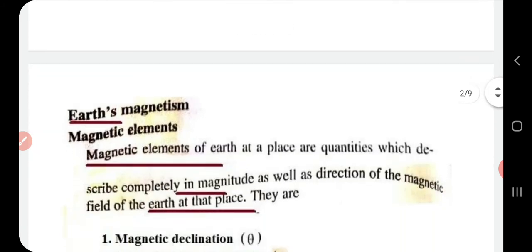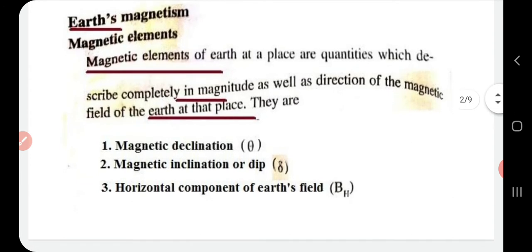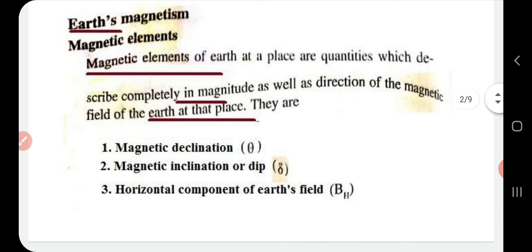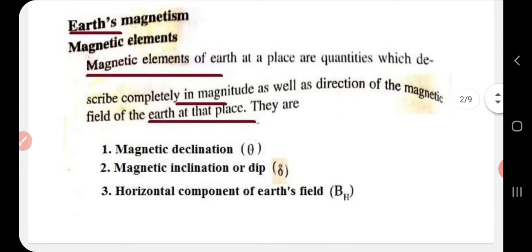Okay, so today we will begin the class. Today we will learn about Earth's magnetism. That is, we have certain magnetic elements like magnetic declination theta, magnetic inclination or dip delta, then horizontal component of Earth's field BH. All these are magnetic elements. They are just quantities which describe completely the magnitude as well as direction of the magnetic field of Earth at a place.